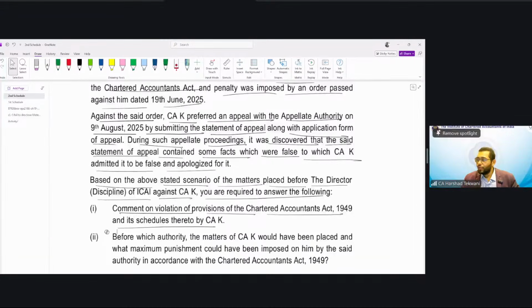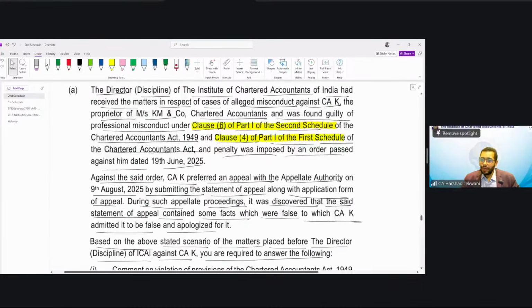Number 1, comment on the violation of the provisions of the CA Act 1949 and Schedules thereto by CAK. So first of all, you need to comment on the violation. What is the violation in the given scenario? Quickly. What violation is present in the given scenario? See, he was earlier found violating Clause 6 of Part 1 of the Second Schedule, then Clause 4 of Part 1 of the First Schedule.